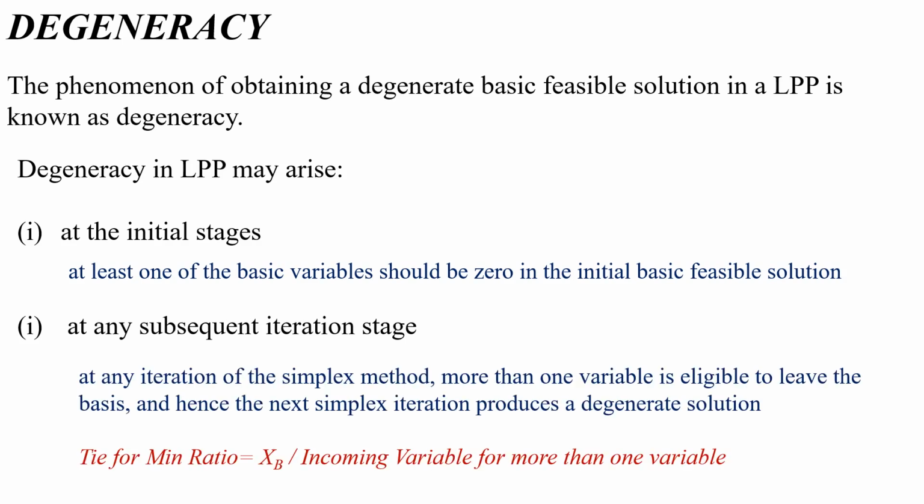Second one is at any iteration of the simplex method, more than one variable is eligible to leave the basis, and hence the next simplex iteration produces a degenerate solution, which means the minimum ratio of xp divided by the coefficient of the incoming variable is the same for two variables.